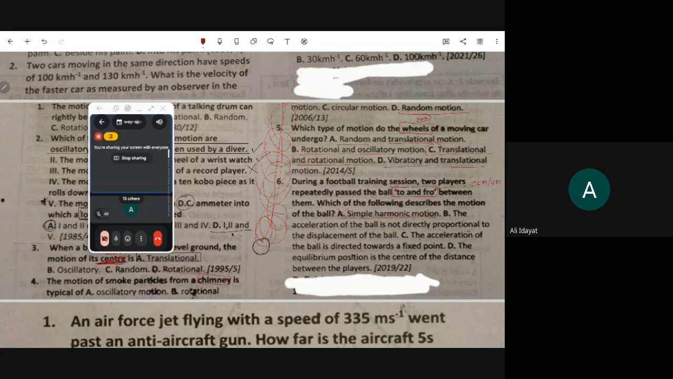Is that correct? For a motion to be simple harmonic, two conditions must be satisfied. Condition number one, acceleration must be directly proportional to displacement. I will explain when we get to simple harmonic motion. Condition number two, acceleration is directed towards the what? Towards the mean position.